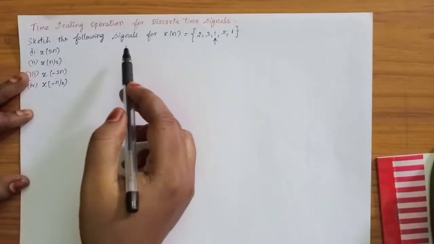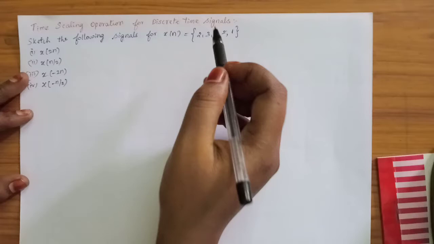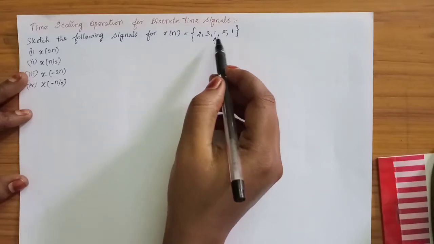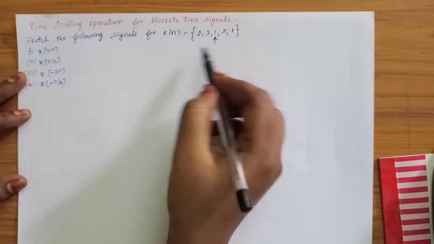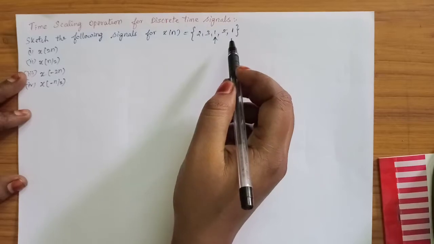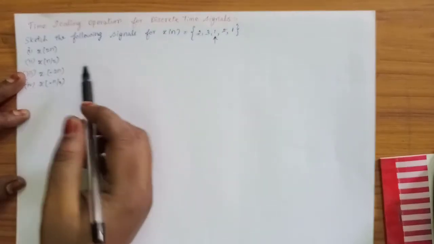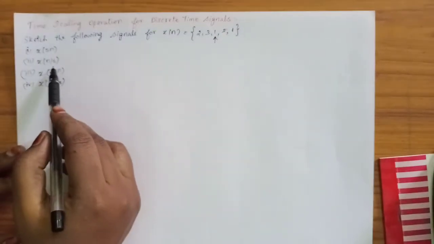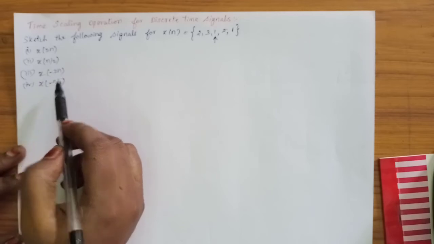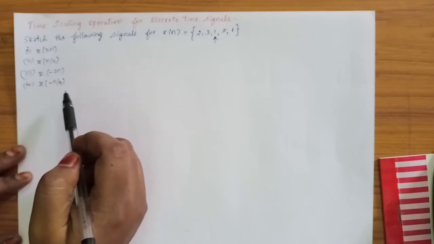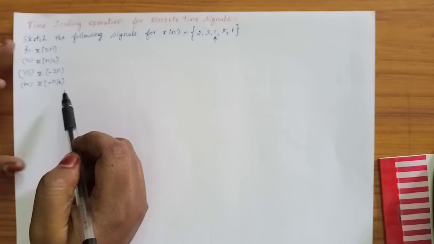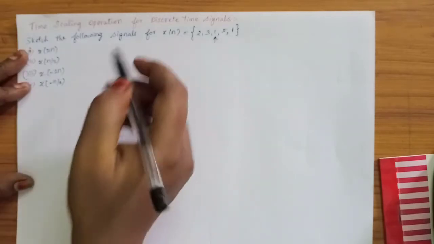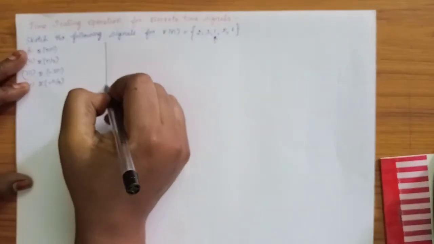Sketch the following signals for the signal x of n equal to 2, 3, 1, 2, 1. This is a given signal in the form of sequence. And we have to sketch x of 2n, x of n by 2, x of minus 2n, x of minus n by 2. Okay, so for better understanding, I am plotting the signal in the graphical form.